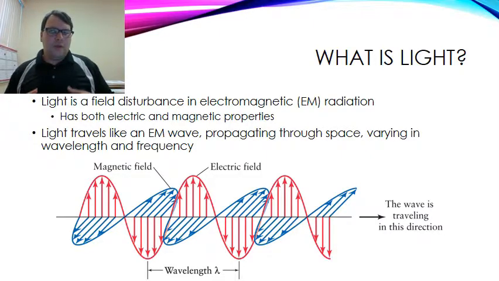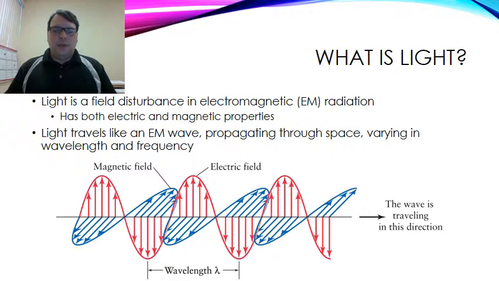So let's talk about what light is very, very briefly. Light is considered to be an electromagnetic field disturbance. So what that means for us is that we have an electric field and a magnetic field, and these two fields are proportionally attracted to each other. And as these fields are attracted, what will happen is they will propagate through space, meaning they will move through space.